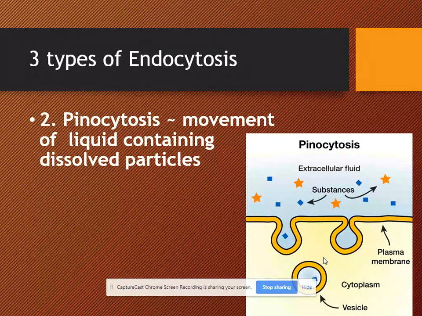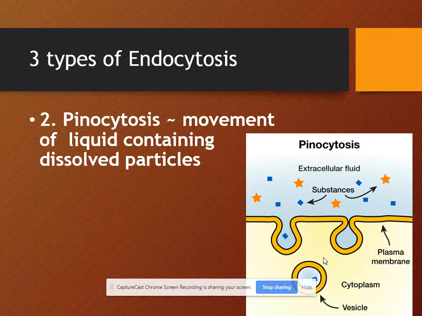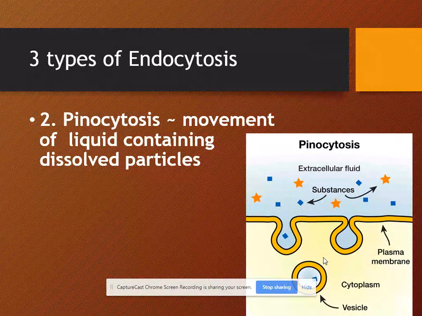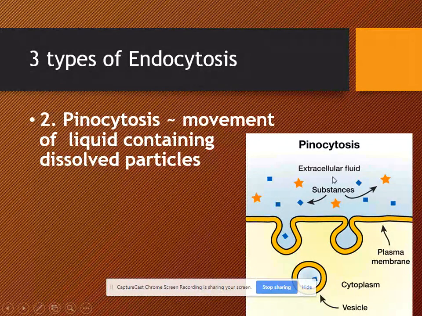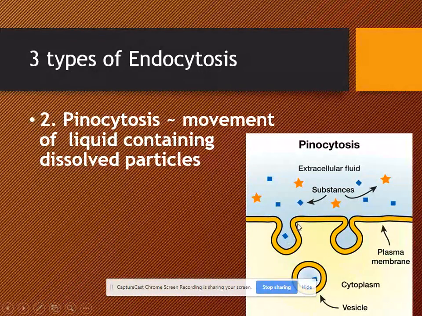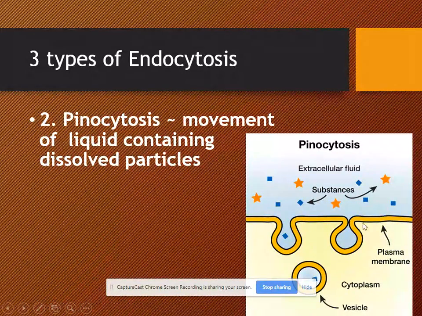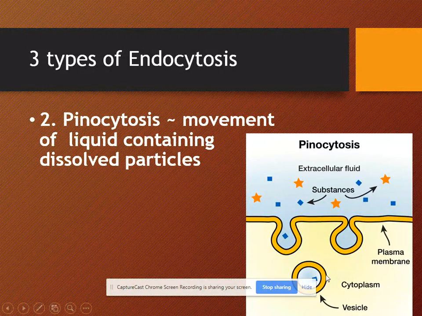But the next one is pinocytosis. Pinocytosis means to drink. So this is movement of liquid materials. You can see in the picture here, I have a variety of different particles. The yellow line is my membrane, and it's going to pinch inward and then eventually form a vesicle, and that vesicle is going to move into the cell.